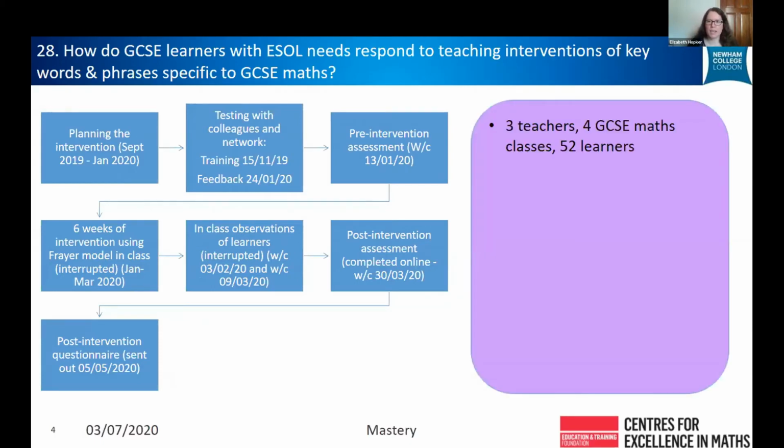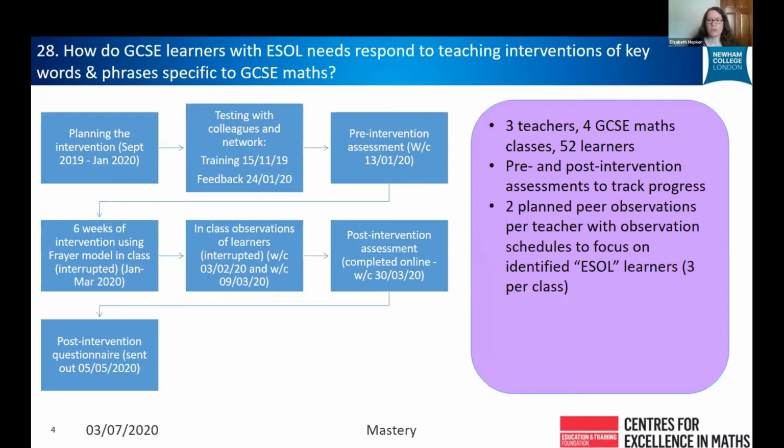In this action research, it was the three of us. We had 3 teachers, 4 GCSE maths classes and 52 learners. So it was fairly small scale, but we really wanted to focus on the intervention, the model. We did pre and post intervention assessments to track their progress. And we also planned to have 2 peer observations per teacher, with observation schedules to focus on those learners identified in the class. As I say, ESOL in inverted commas, because it was a slightly wider remit of learners.